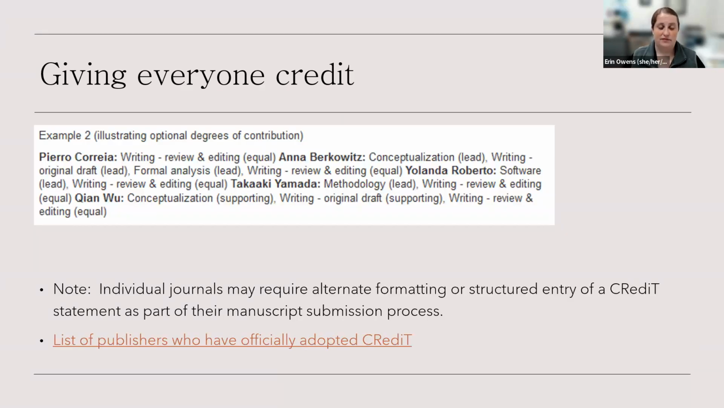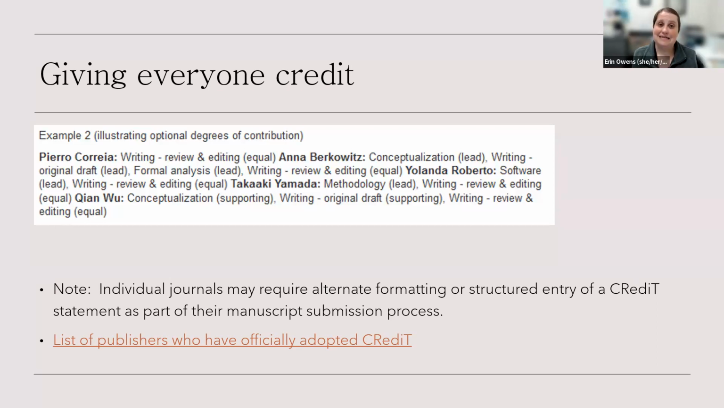Here's a second example of a credit statement where you can see the optional identification of lead roles, supporting roles, or equal roles. We can see that the first researcher listed played an equal role in writing, review, and editing, while the second researcher listed played the lead role in conceptualization. These optional indicators give us even more granular control over indicating how much credit each person deserves for different roles.